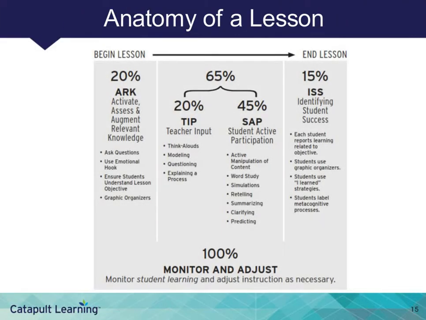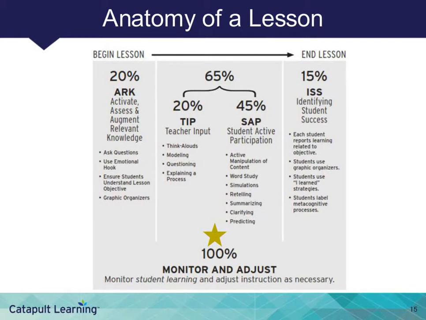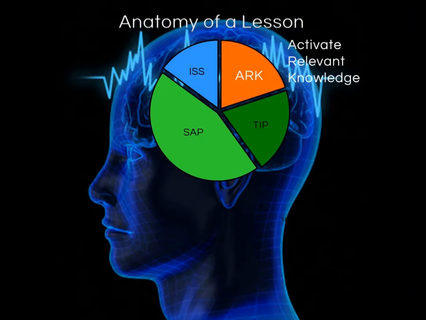This graphic helps us to see the anatomy of a lesson in a linear, time-allocated display. Notice that we are monitoring and adjusting our instruction 100% of the time. Teachers must be present in the moment, collecting formative data and using it to make real-time adjustments as needed. First is ARK, activate, assess, and augment if necessary relevant knowledge, or knowledge that is needed to understand the lesson objective.